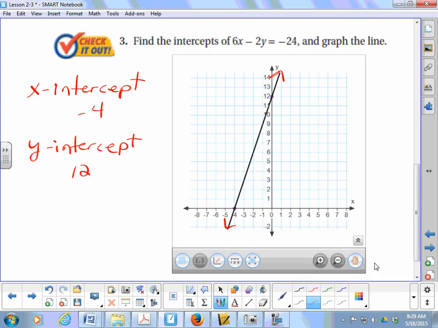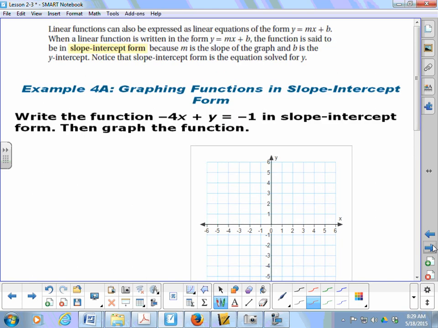Okay, so that's one method of graphing, by finding the intercepts. The other method is by getting the function in slope-intercept form. Slope-intercept form is very important, so you need to make sure you're familiar with it, because there's lots of times where you're going to be asked to write the equation in slope-intercept form. So that means we have to solve for y.